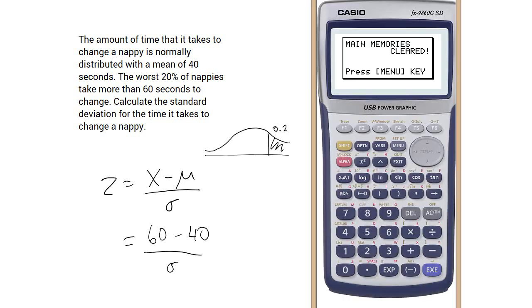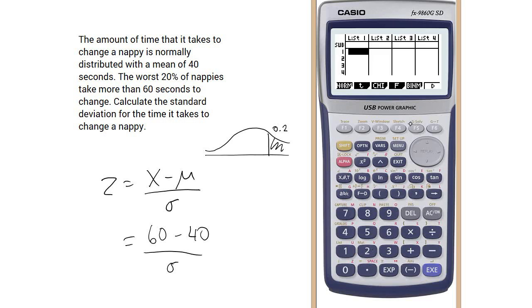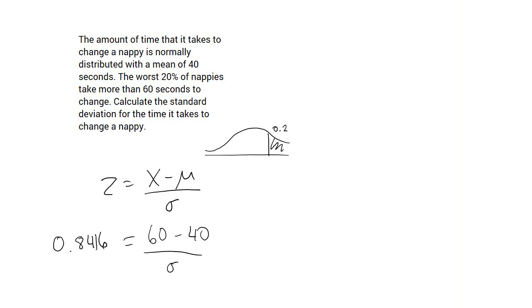So what we do is we grab our calculator and we go into stats mode. Distributions, normal and inverse normal. Now this tail is on the right, the area is 0.2, and for a standardized curve, the standard deviation is 1 and the mean is 0. This will give us a Z value of 0.8416.